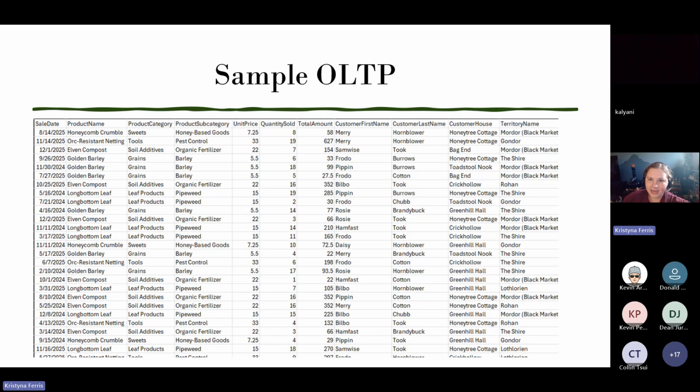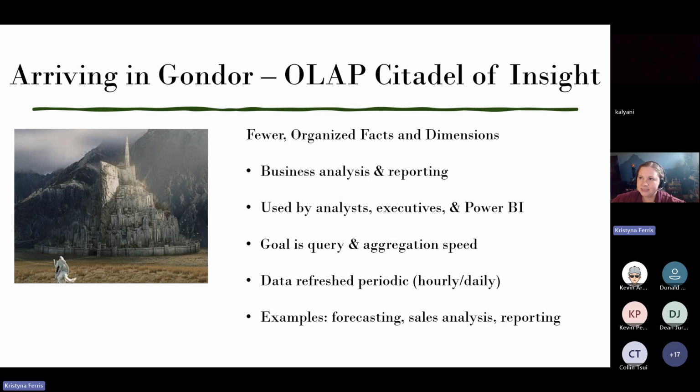So again, this is not bad data. This is pretty typical of how you're going to get data from an application. So what we need to do is take this application style data and turn it into what's called OLAP. OLAP is essentially what I'm calling a citadel of insight, right? It is fewer, organized facts and dimensions. And the idea here is that it's going to be really quick for querying and aggregations. So things like, hey, I want to check out my forecasting.